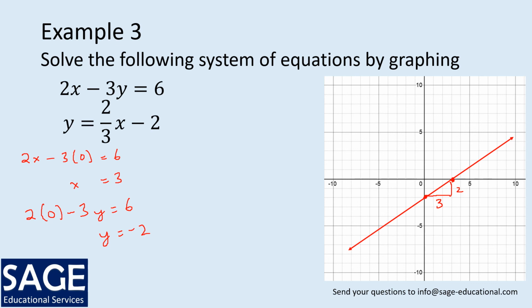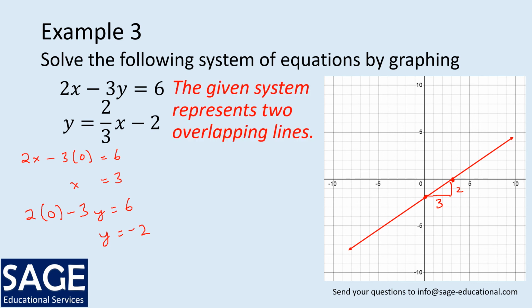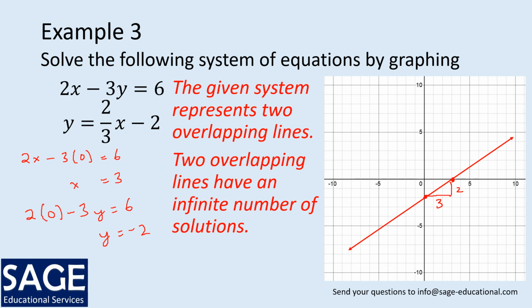And since the two lines overlap, therefore there will be an infinite number of solutions. So the given system represents two overlapping lines, and they would have an infinite number of solutions. So that's another type of equations that we need to remember. This is a consistent set of equations.